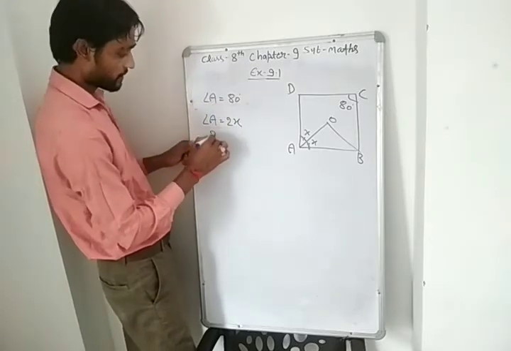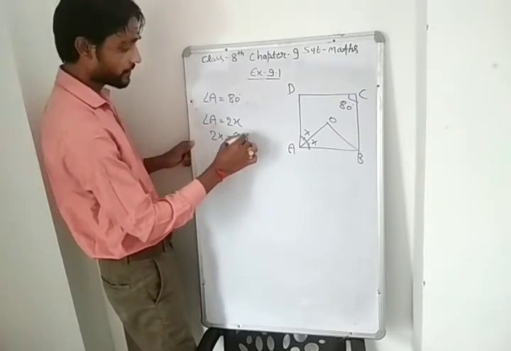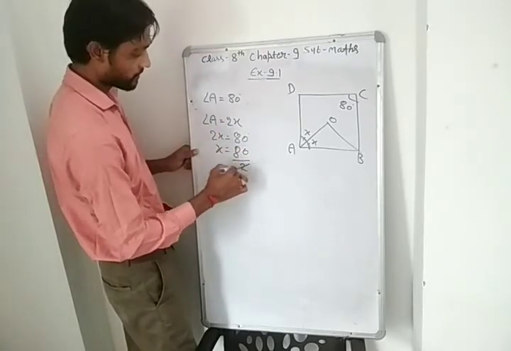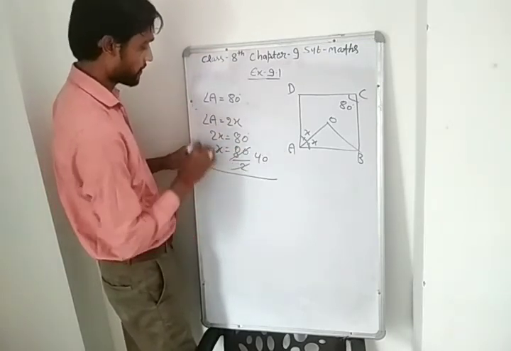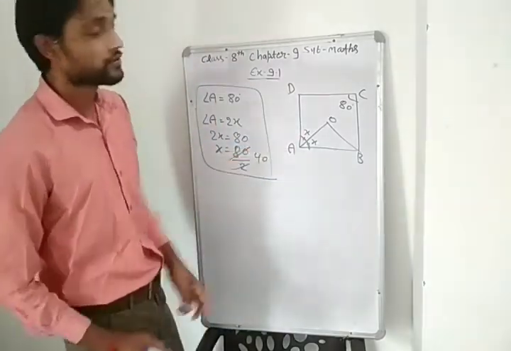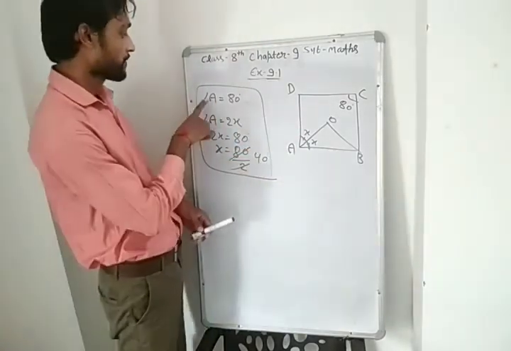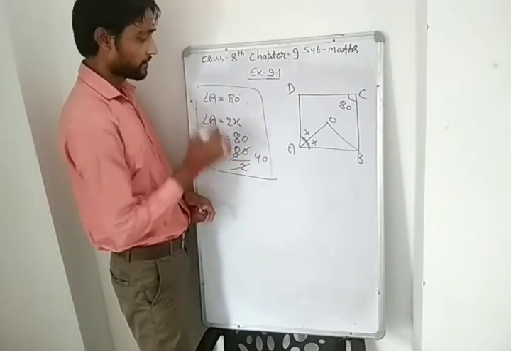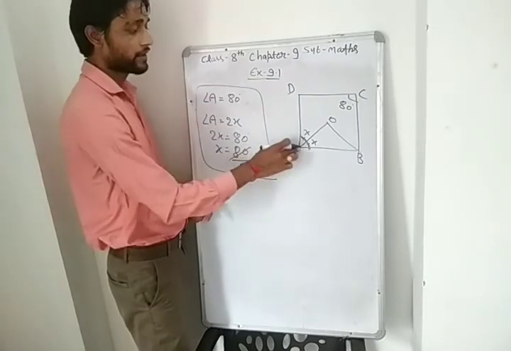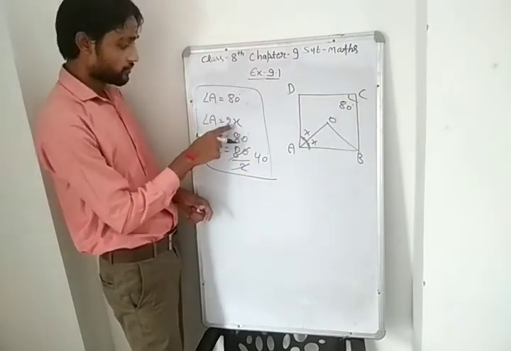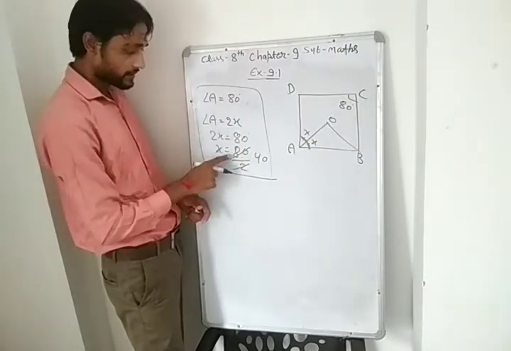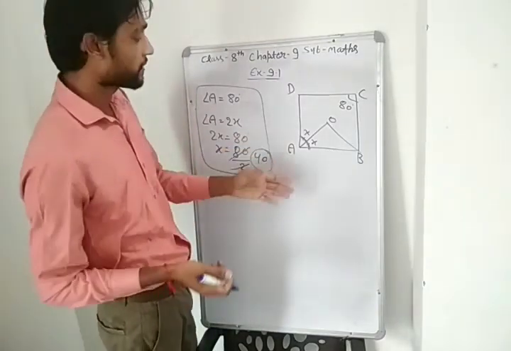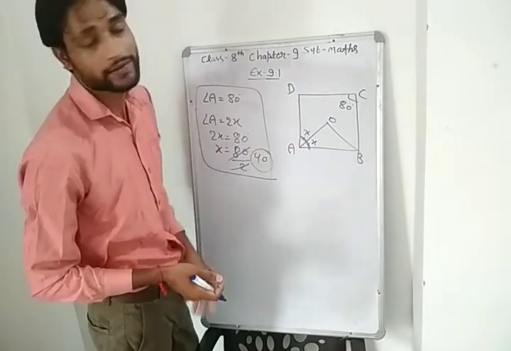It means 2x is equal to 80 degrees. Then x is equal to 80 by 2. This is the solution you can use. Angle A is total 2x, but angle A is 80 degrees, so 2x is equal to 80 degrees and x is equal to 40 degrees. Or it is common sense that you can use half the value because this is a bisector.